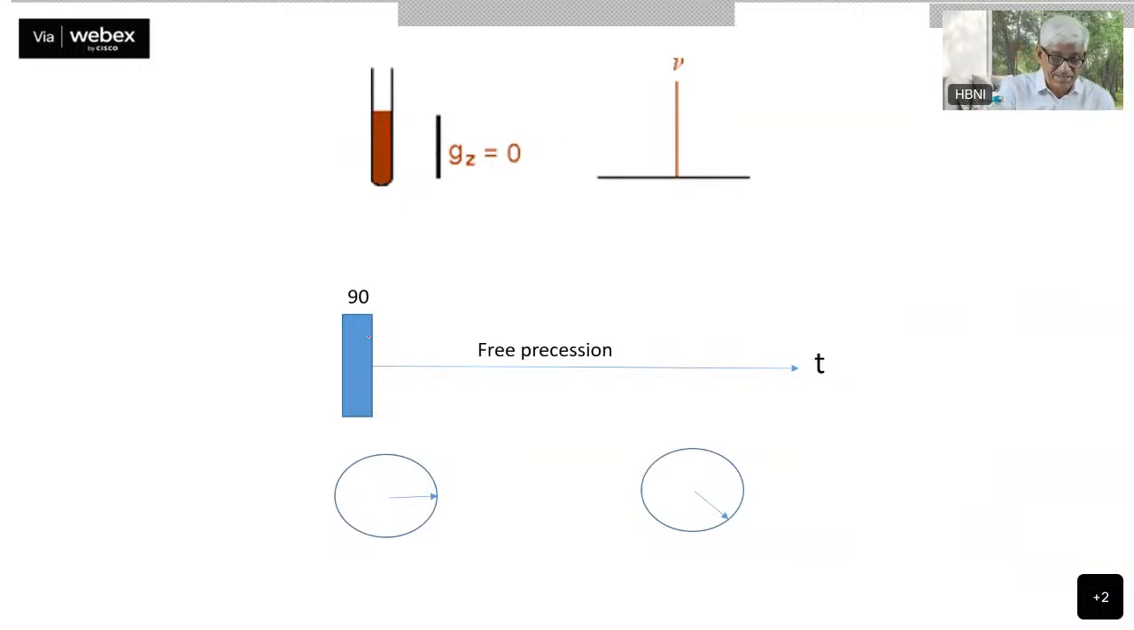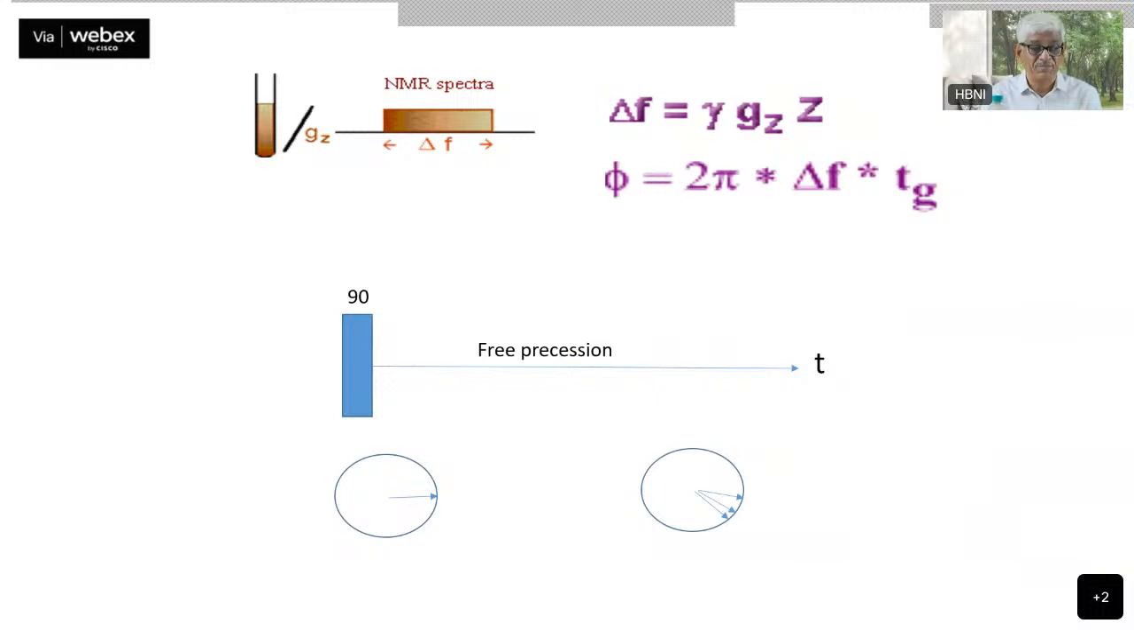When you apply the 90-degree pulse, you have free precession for the period t, and free precession is indicated by this movement of the transverse magnetization. When you Fourier transform it, you will get a signal at this one frequency, assuming that there is only one frequency for the moment. There can be more. Whatever is there will all appear there.